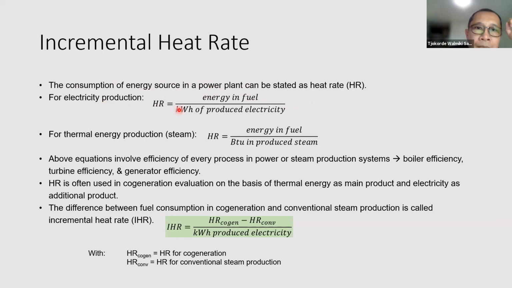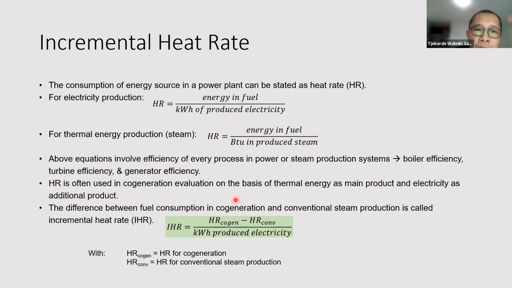For electricity production, the heat rate is defined as energy contained in the fuel, the higher heating value or lower heating value of the fuel, divided by the kilowatt hour of produced electricity. I think this is easy enough to understand. For thermal energy production or steam, the heat rate is defined as energy in fuel divided by the BTU in produced steam, or megajoules or gigajoules in produced steam. Right. Now these equations involve efficiency of every process in power or steam production systems. So boiler efficiency, turbine efficiency, and generator efficiency is all lumped together in these quantities. HR is often used in cogeneration evaluation on the basis of thermal energy as the main product and electricity as the additional product.